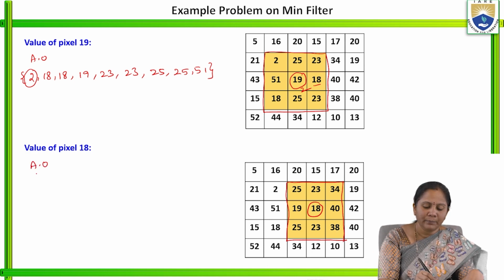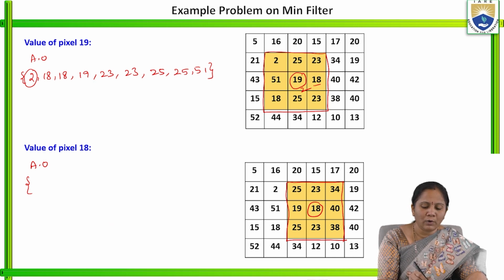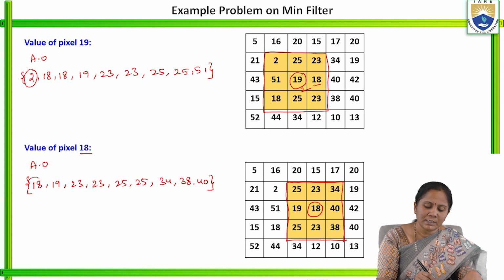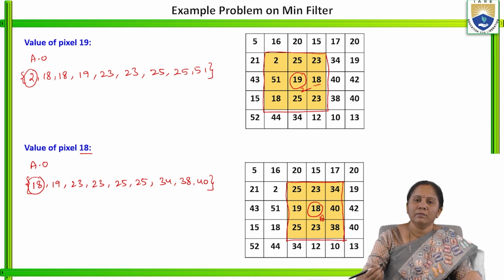So to find the new pixel value of 18, arrange them in the ascending order. We will get 18, 19, 23, 23, 25, 25, 34, 38, 40. So among all these pixels, this 18 is the minimum pixel value. So here, in place of 18, we have to replace the new pixel 18.